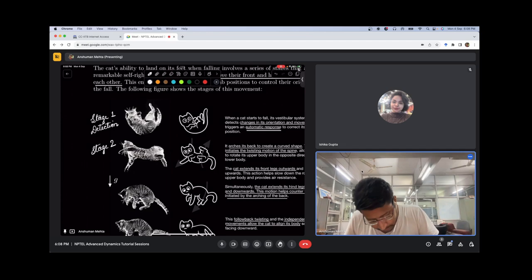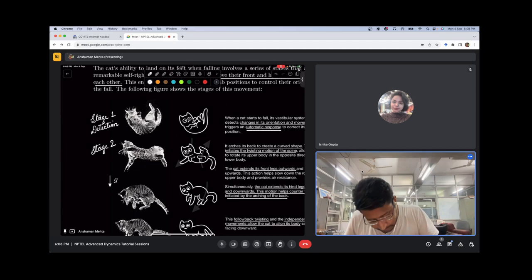Now what it does, it extends its paw like this, and now two things happen. One thing, the extending gives the cat control of how much to rotate. If it's very far down there, it will slowly extend its front limbs, and if it's very near, then it will quickly extend its limbs. So it gives it control. When it extends its front leg outward, it helps to slow down the rotation. So that is very important. This is the main reason for the cat being confident enough to fall from the floors.